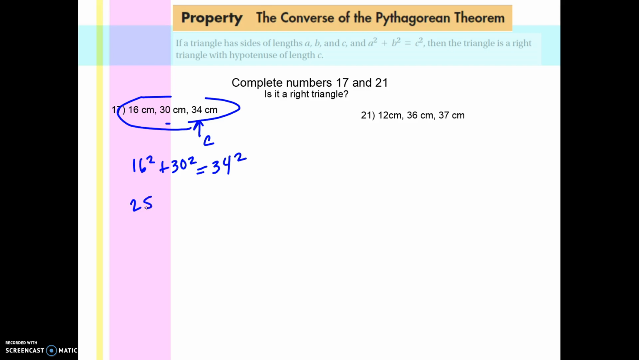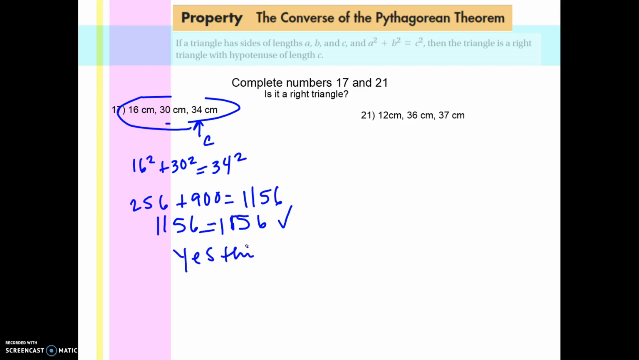So I get 256 plus 900 equals 1,156. Add these two together, and they do add up to equal the same thing. Since they equal the same thing, then yes, this is a right triangle.